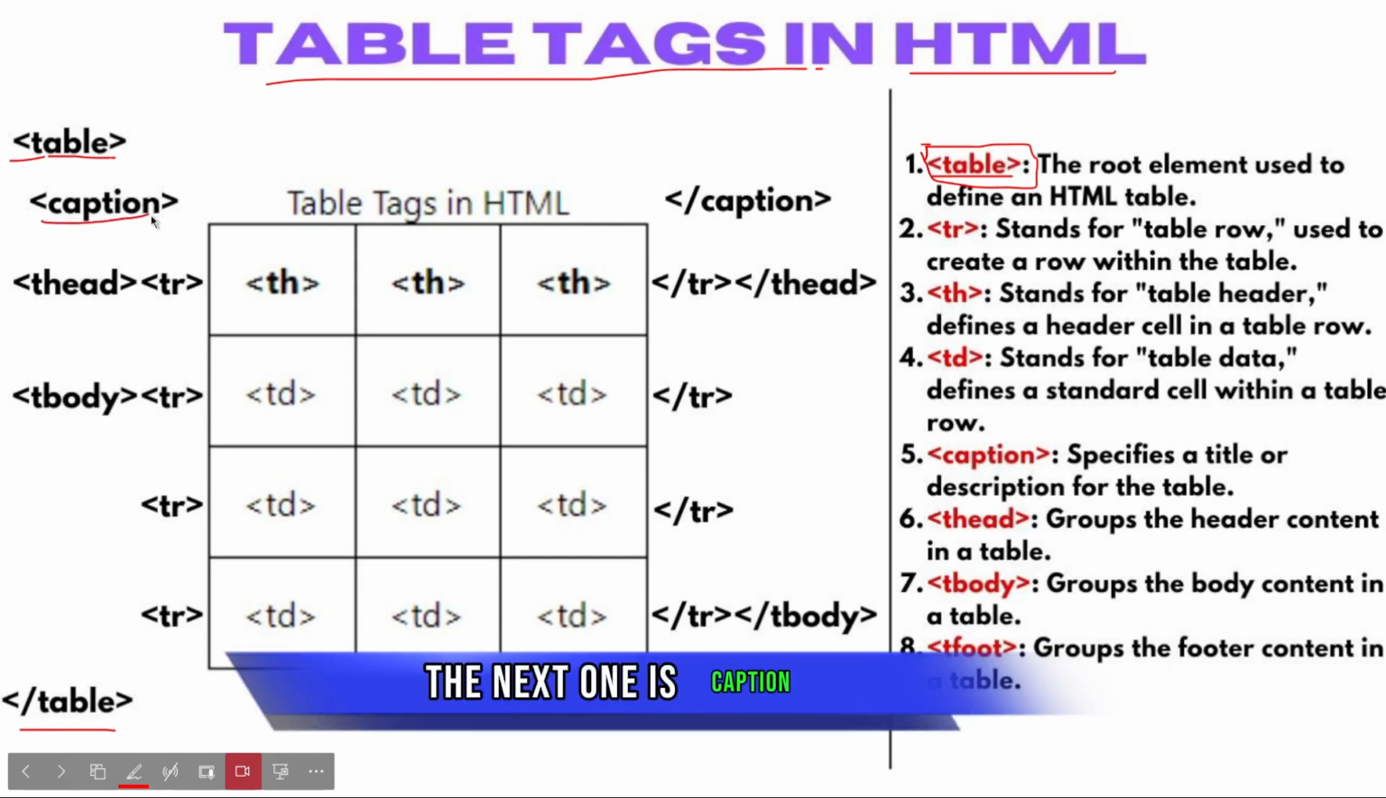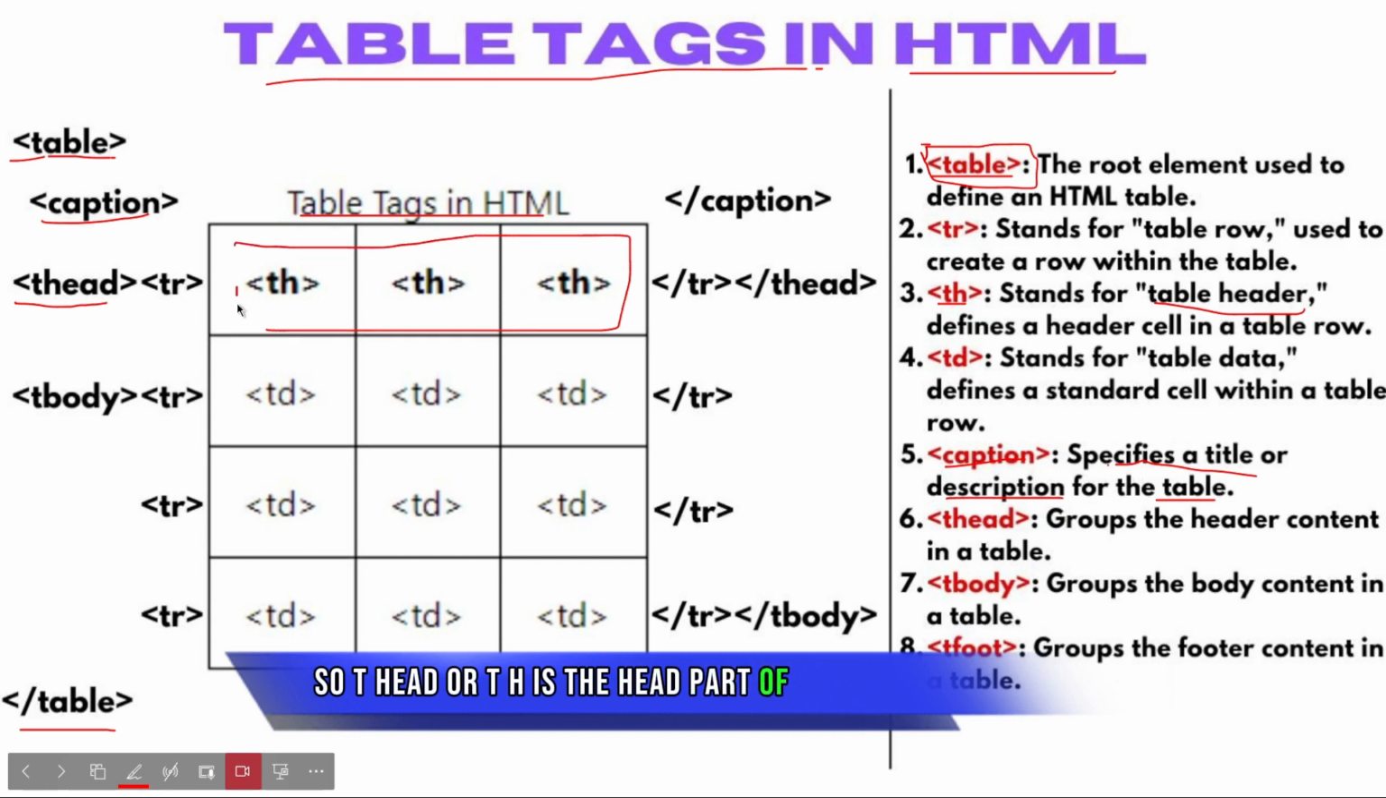The next one is caption. So let's move here and see what caption is. The caption specifies a title or description for the table. So it is nothing but the title of the table. And the third one is table head, thead. So thead is defined by th, that is table header. So thead or th is the head part of the table.